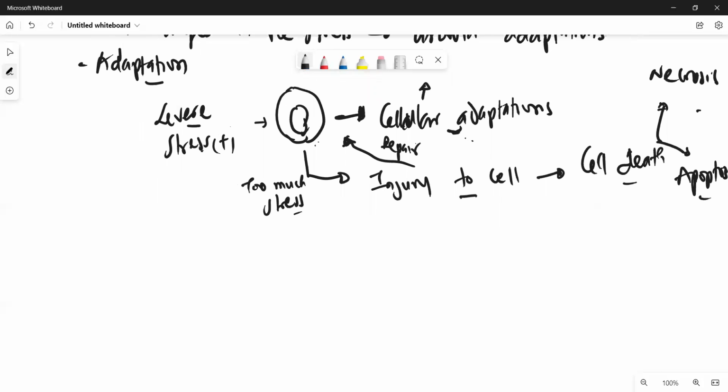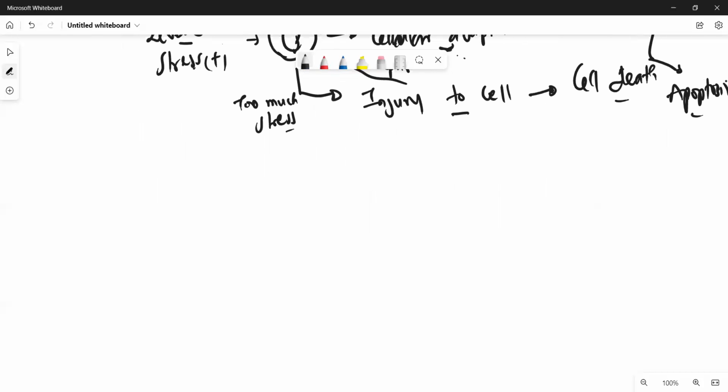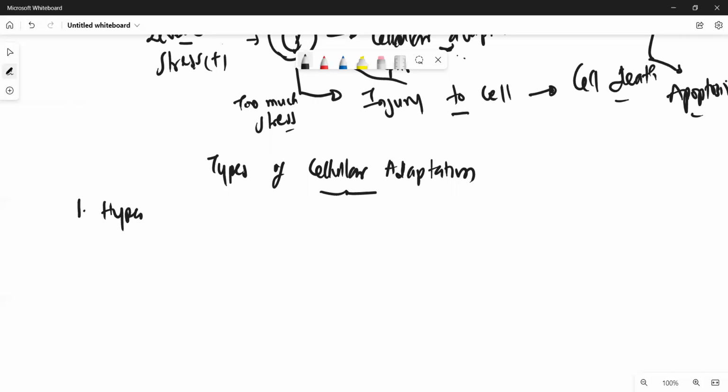So now let's go to the different types of cellular adaptation. The first one we're going to talk about under cellular adaptation is hypertrophy.